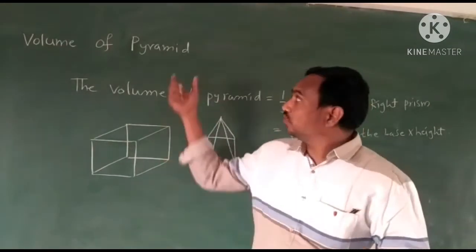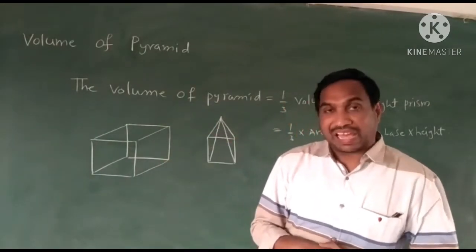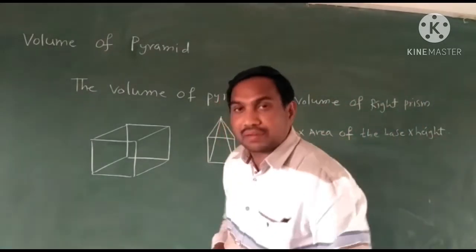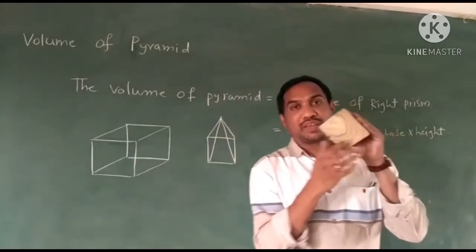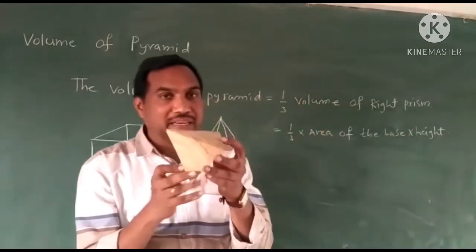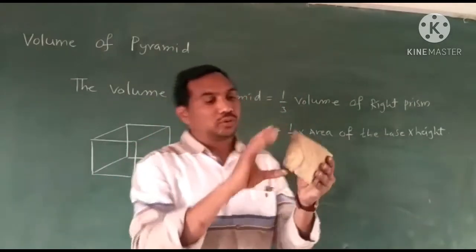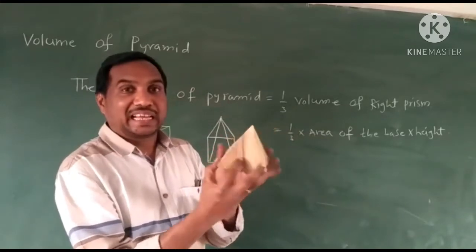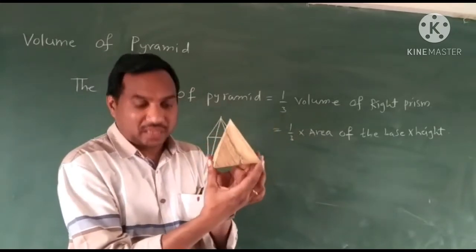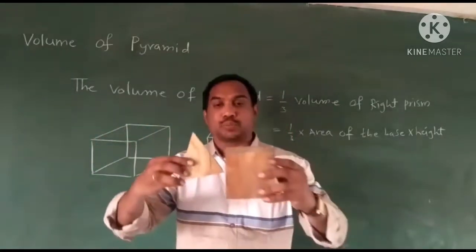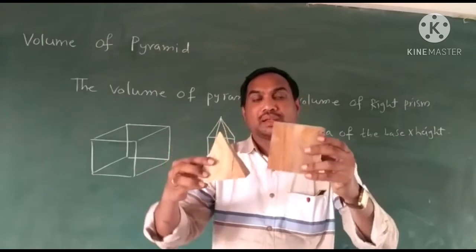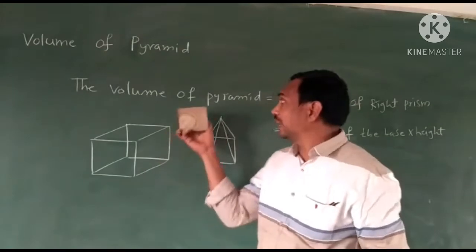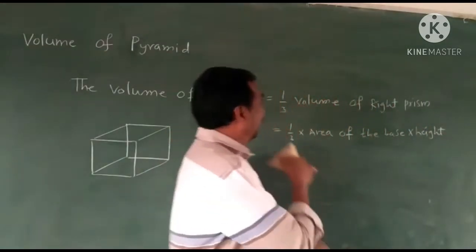Now, the next one is the volume of a pyramid. What is a pyramid? If the base is in the shape of a square, then it is called a square pyramid. Look here, the base is in the form of a square and every face is a triangle. This is called the square pyramid, which is cut out from this cube. So the volume of this square pyramid is nothing but one third of the volume of the right prism.